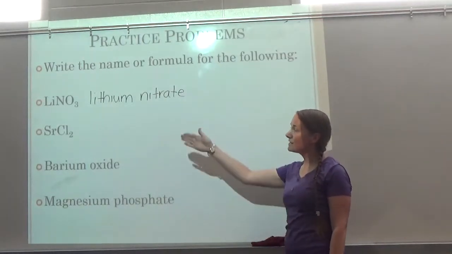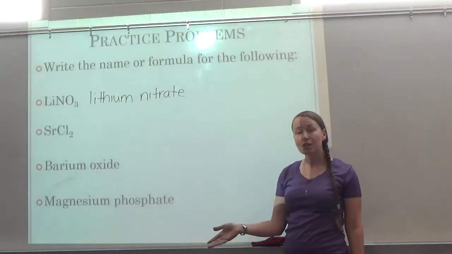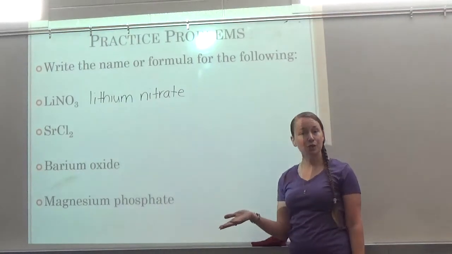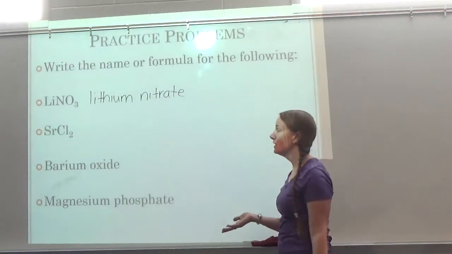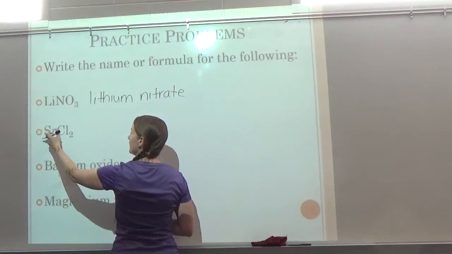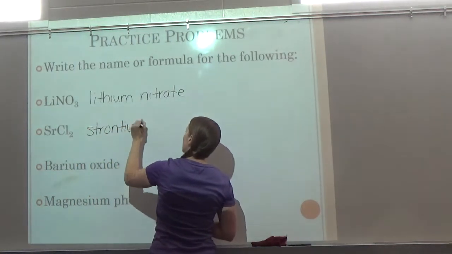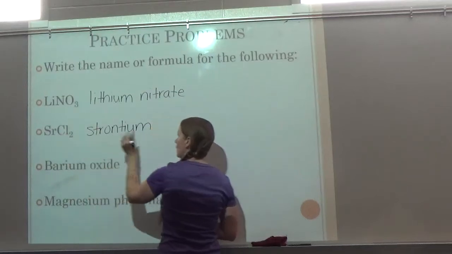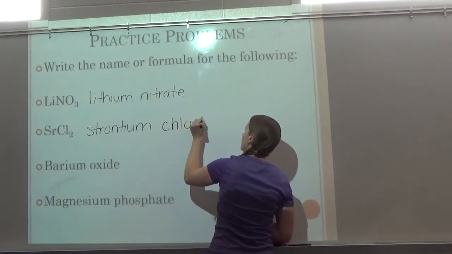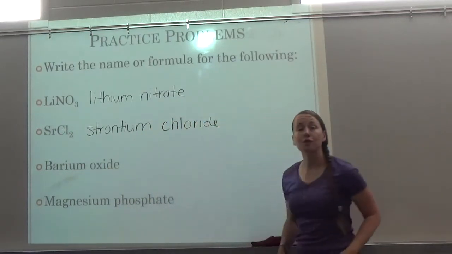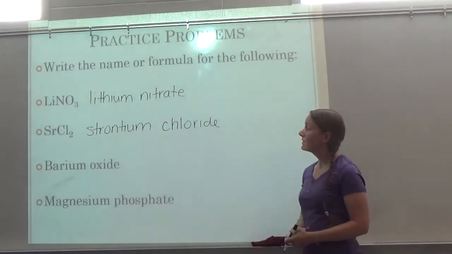All right, next one is SrCl2. So I can see that Sr, strontium, is in group 2, so that makes it a regular metal. So I just name the first element, so Sr is strontium, and I add "-ide" to the second element, so chlorine becomes chloride. Again, I don't have to focus on that subscript at all.